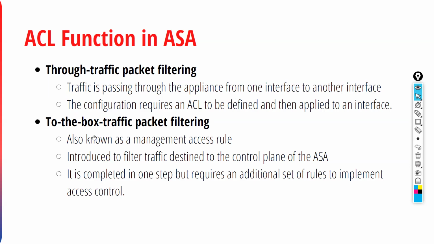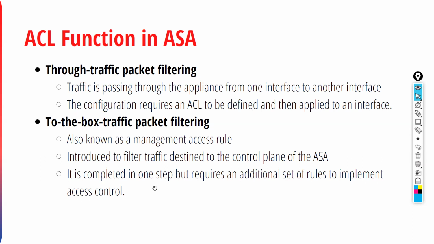Then to-the-box traffic, also known as a management access rule, is introduced to filter traffic that is destined to the control plane of the ASA. That means the traffic that is going to the firewall. It is completed in one step, but requires an additional set of rules to implement access control. So generally, you cannot filter the to-the-box traffic using an ACL.